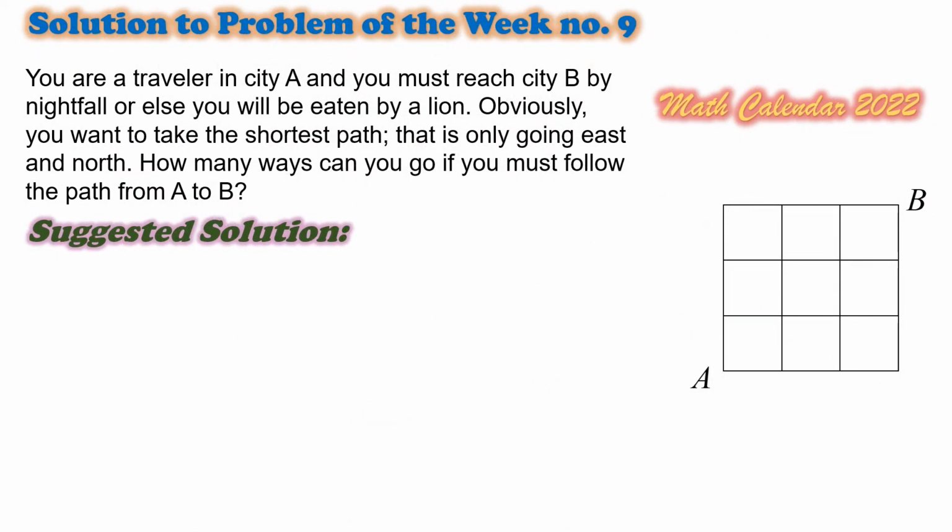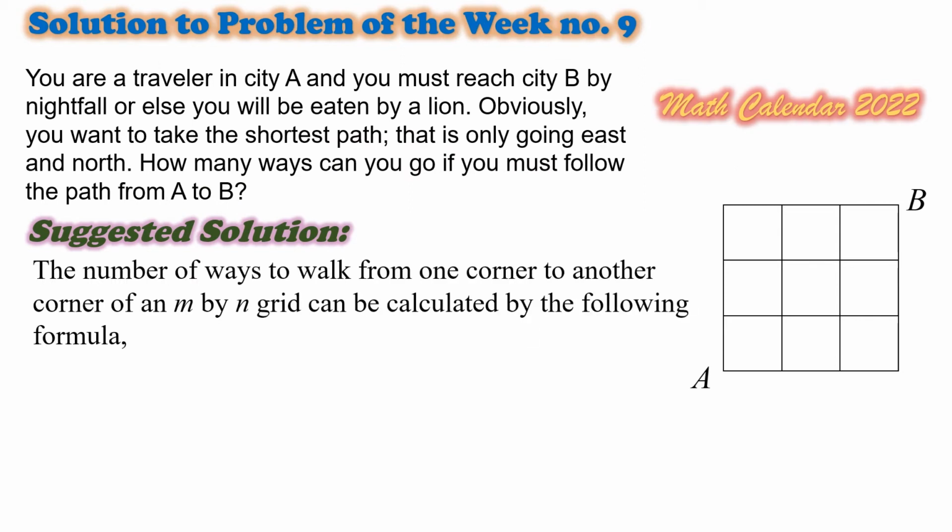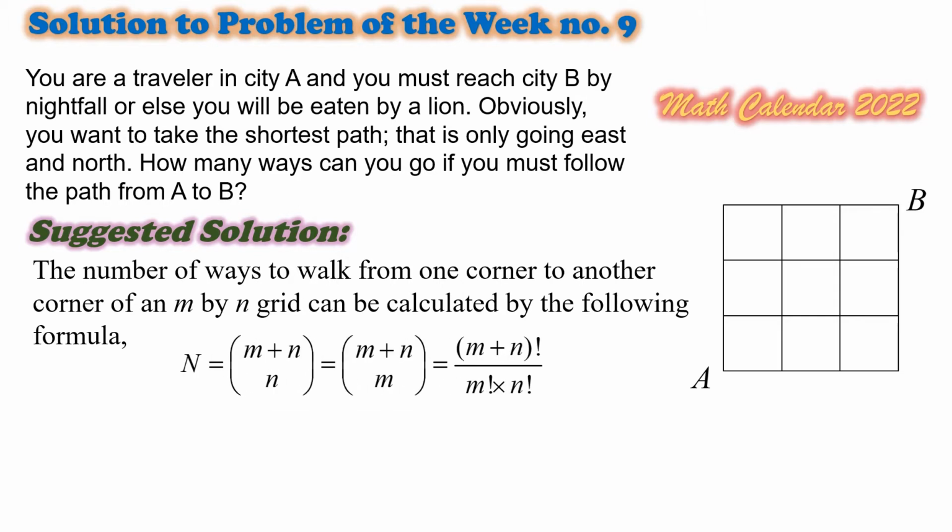Here's our suggested solution. The number of ways to walk from one corner to another of an M by N grid can be calculated by the following formula. If N is the number of ways to walk from A to B, then this is equal to M plus N combination N. And this is equal to M plus N factorial over M plus N minus N factorial, that will be M factorial times N factorial. In this problem, we have M equal to 3. We have 3 rows. And N is equal to 3 also because we have 3 columns.